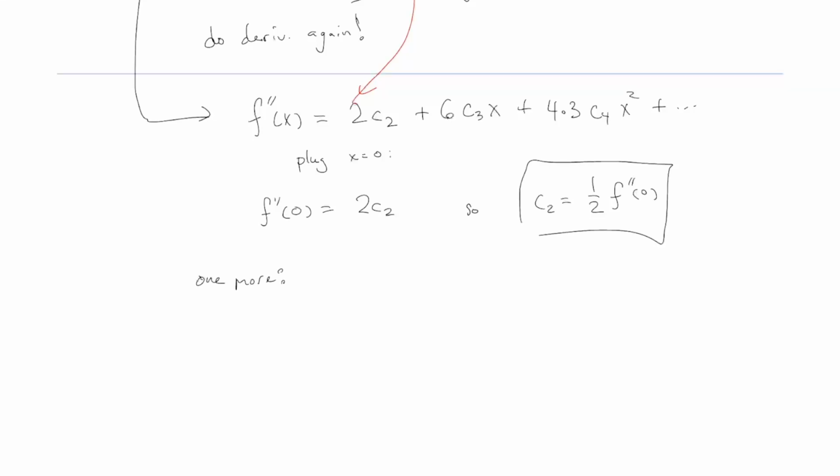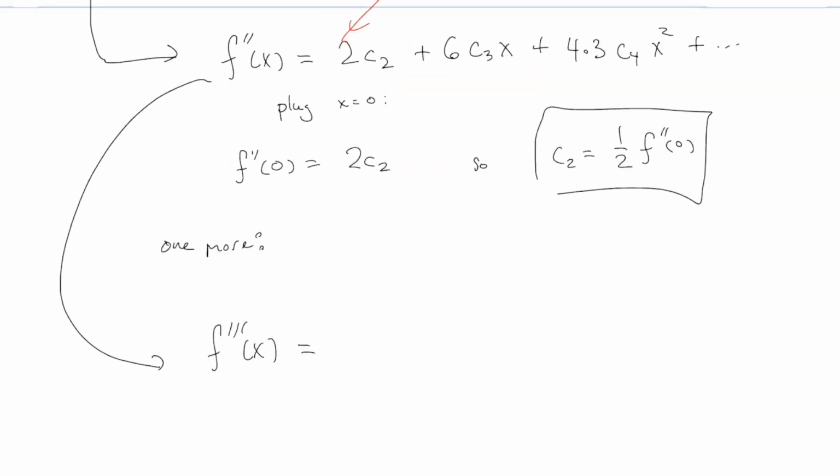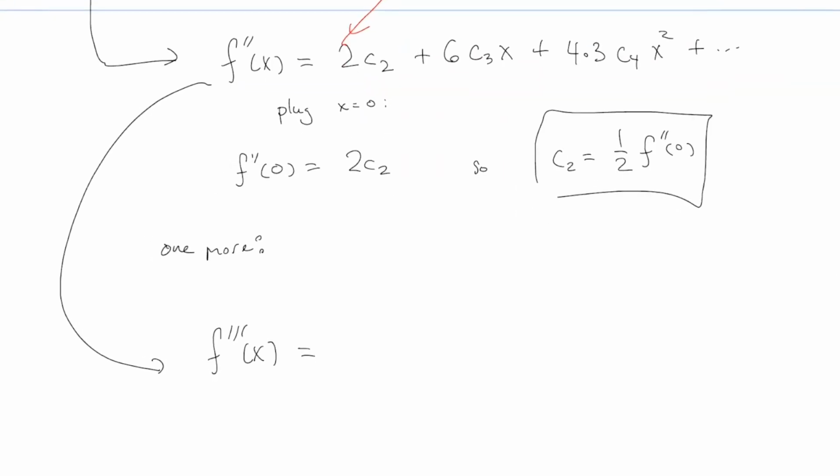We're not just going to do this all morning, but I want to do enough of these so that we can kind of figure out what the pattern is. So I'm going to do the derivative again here. It now says f triple prime, the third derivative of x. And on the right side, 2c2 is a constant, so that goes away.